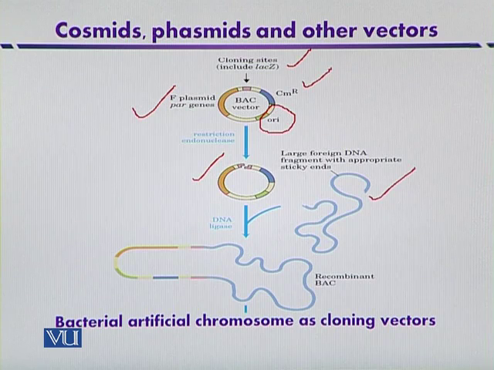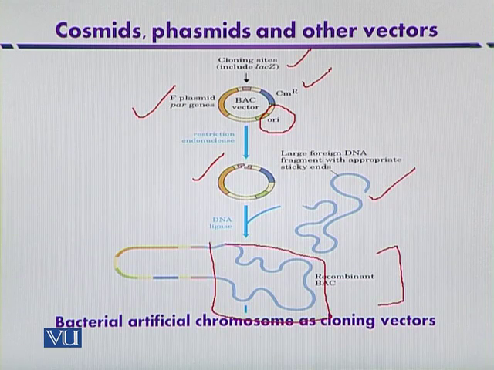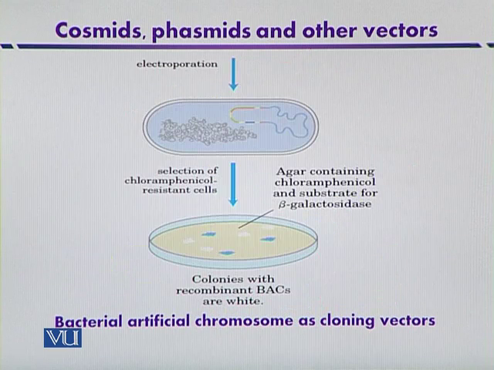Then they are ligated together so that recombinant bacterial artificial chromosomes are produced, that indicate the insertion of larger DNA fragments that may be up to 300 kilobase in size. In the next step, when foreign DNA is ligated within the bacterial artificial chromosome, then as a result of electroporation, the foreign DNA along with BACs is inserted into the host organism, and then they are selected on the basis of selectable marker.